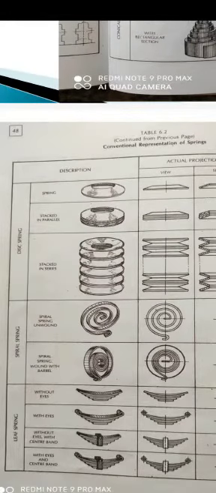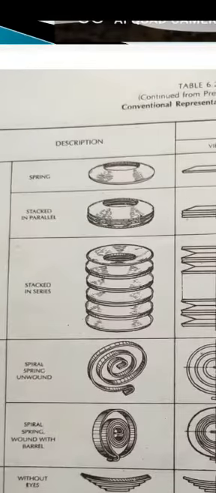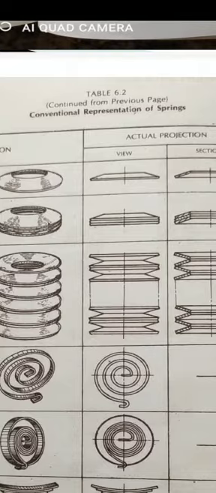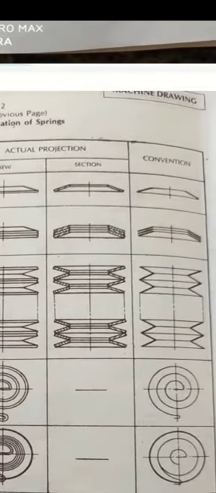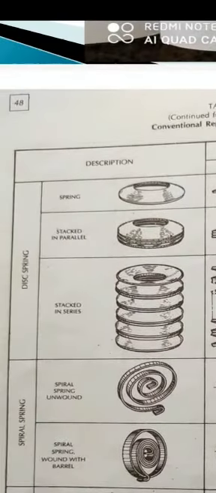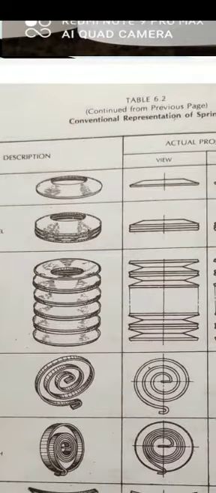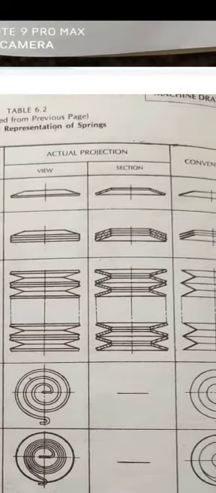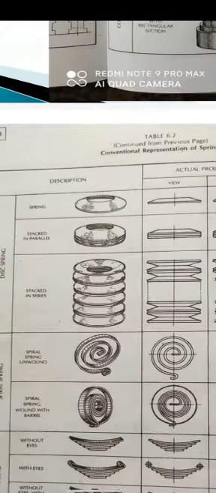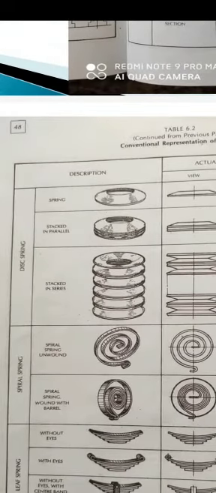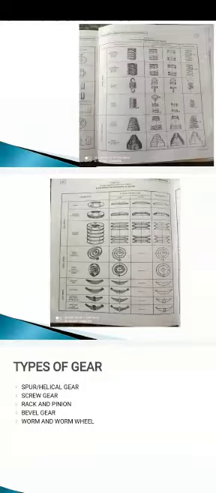Next we see the disc springs, spiral springs and leaf springs. The first one, the spring with one layer: the actual front view and the sectional view, and in conventional mode the diagrams are denoted like this. Stacked in parallel: there are a number of discs stacked in parallel. This is the front view and this is the sectional view, and this is the conventional mode. Stacked in series. These are the symbols.